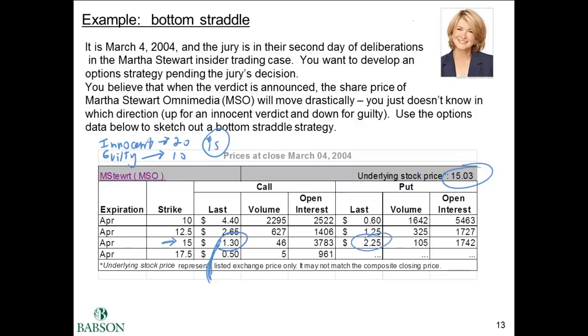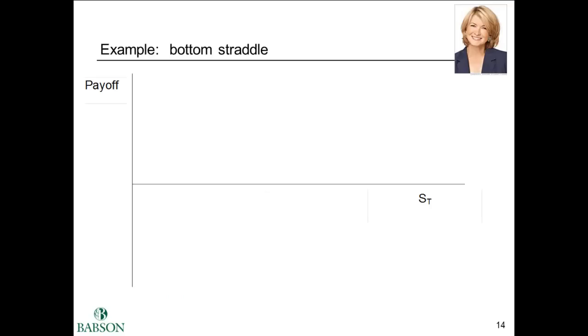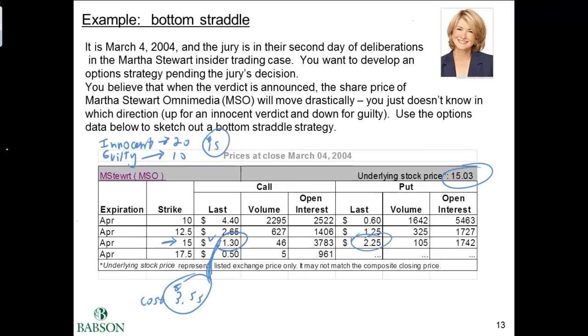So what can you do? Well, why don't we buy one of each? One call option for $1.30 and one put option for $2.25. So what would the cost be? The cost up front would be $3.55. So I know that if it ends up somewhere in the middle, or stock price ends up at 15, I'm going to lose my $3.55.